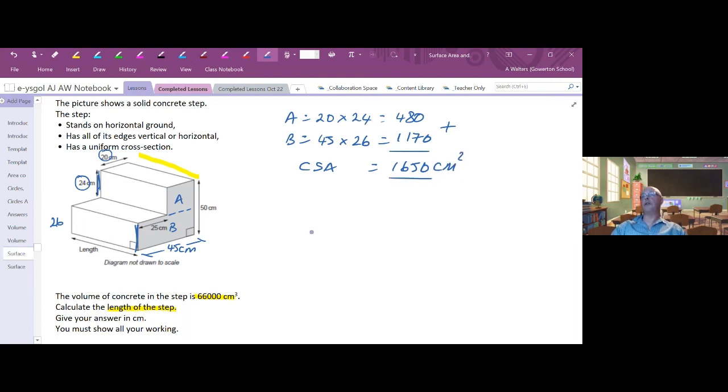So I was able to work out the cross-sectional area. I am told the volume. So instead of saying volume is cross-sectional area times the length, I'm going to say the cross-sectional area times the length is equal to volume. I know the cross-sectional area is 1,650. The length is what I'm trying to find. The volume, I'm told, is 66,000. So if I divide the 66,000 by the 1650, I get that the length is equal to 40 centimeters.